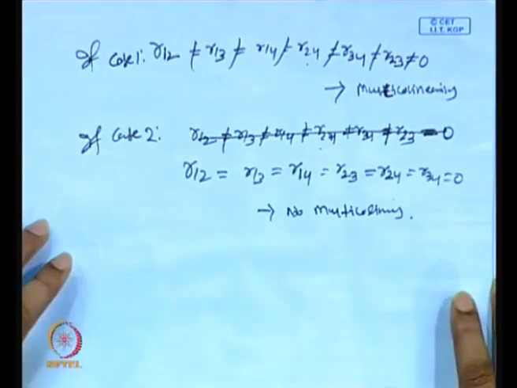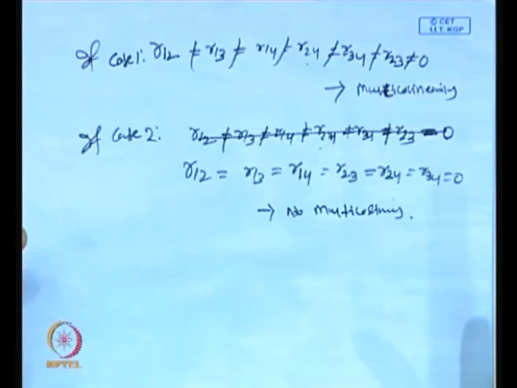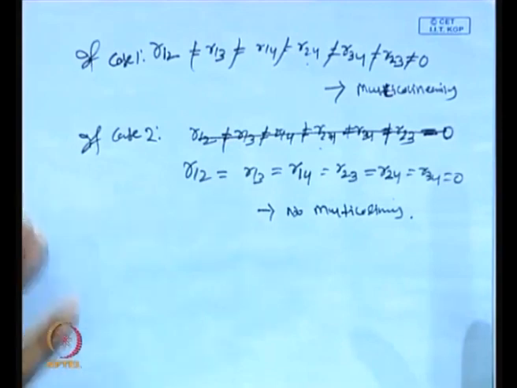Even if R12, R13, R14, R23, R24 and R34 are all equal to each other but not equal to 0, then obviously it is also a problem of multicollinearity. That means there may be a possibility that R12 equals R13 or equals R14. So they may be equal, but the value cannot be equal to 0. If it is not equal to 0, then it is called a multicollinearity issue. If it is equal to 0, then there is no such multicollinearity issue.